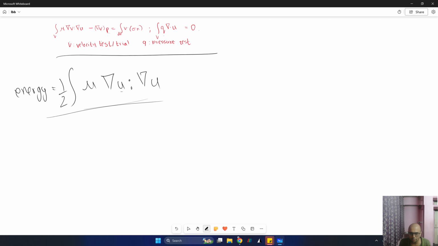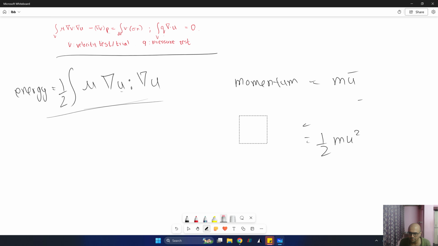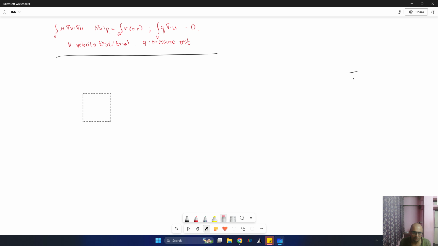So one way to think about it is that your momentum is basically just your mass into your velocity, which is of course a vector equation, and to convert it into your kinetic energy, which is a scalar, we can just do half into m into u dotted with this, which is basically just your half m u square. So let's just do this with our Stokes flow, and then we would get the integral which we just showed, and then we would be able to get our FEM discretization.